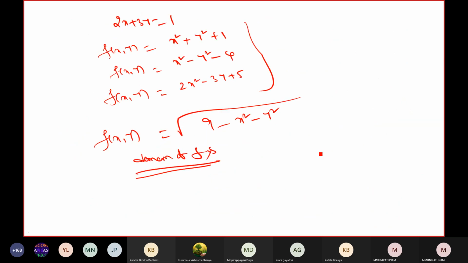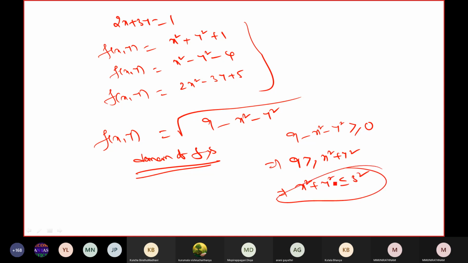Now, in the case of root of 9 minus x square minus y square, as you know, in the case of a real valued function, this will happen only whenever 9 minus x square minus y square is greater than or equal to 0. That means 9 is greater than or equal to x square plus y square, which means x square plus y square is less than or equal to 3 square.